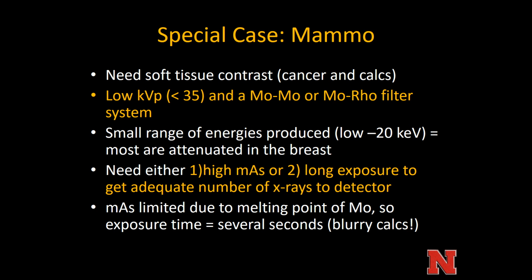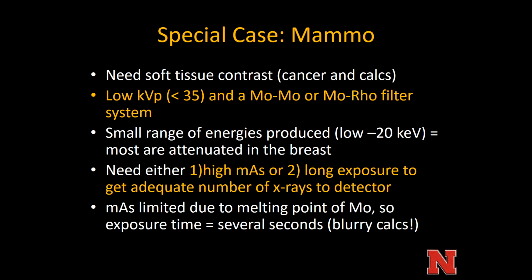So we do all this contrast manipulation to get lower energy photons coming out, but the problem is those low energy photons, not enough of them are going to hit the detector. So we have to either, one, throw a bunch of mAs at it, or two, have a long exposure time. In reality, you do a combination of both, but mAs is limited because molybdenum has a relatively low melting point. So the result is that our only other option is to increase exposure time.